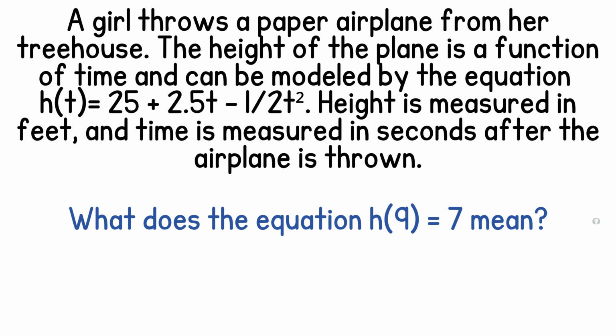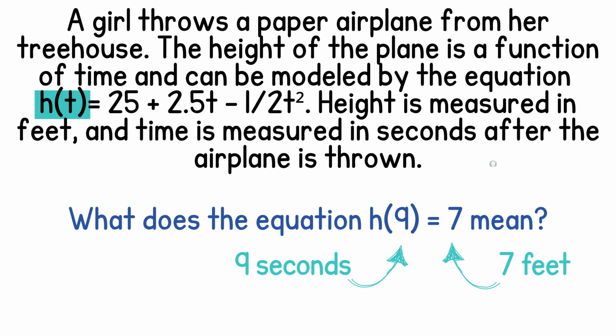Now what does the equation h of 9 equals 7 mean? We can see in our equation that h of t represents the function, and in our example we have h of 9. So this tells us that t is 9 seconds. The 7 will tell us that it's 7 feet above the ground.